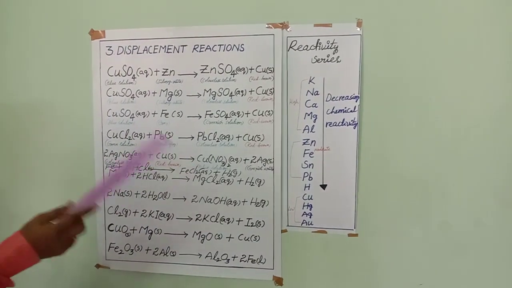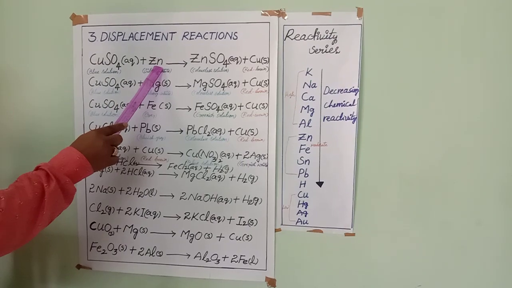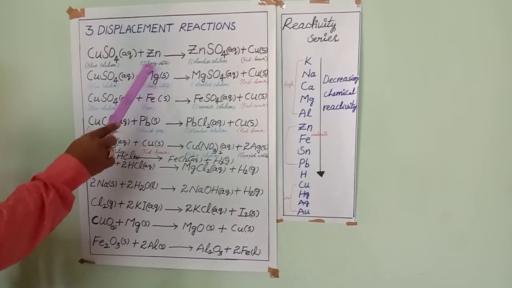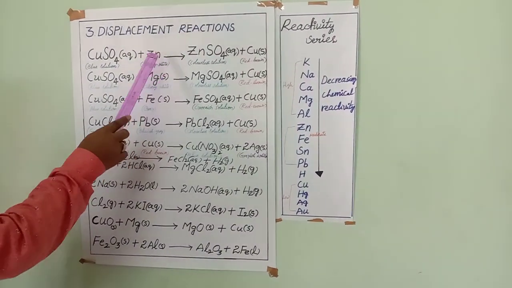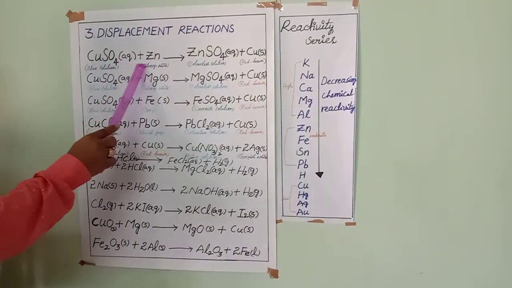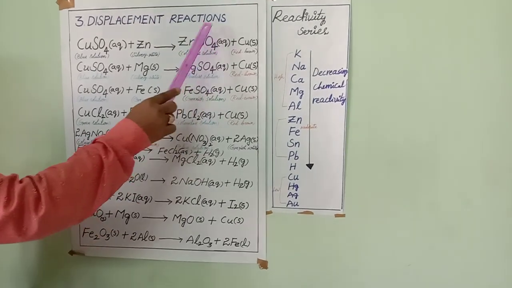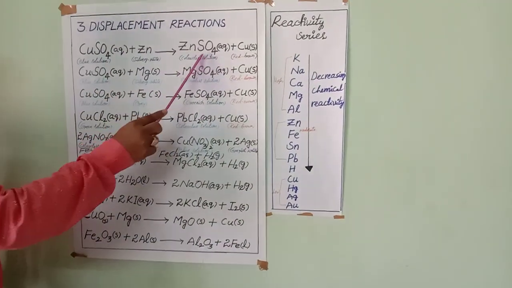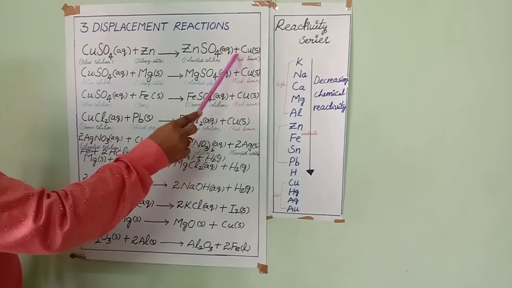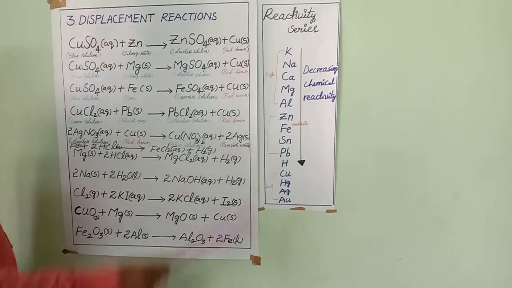Once again, we are taking blue copper sulfate solution. To this we added a zinc strip, which is silvery white. When the reaction takes place between them, the blue solution turns colorless due to the formation of zinc sulfate. On the zinc strip a red brown color is deposited, that is copper metal.